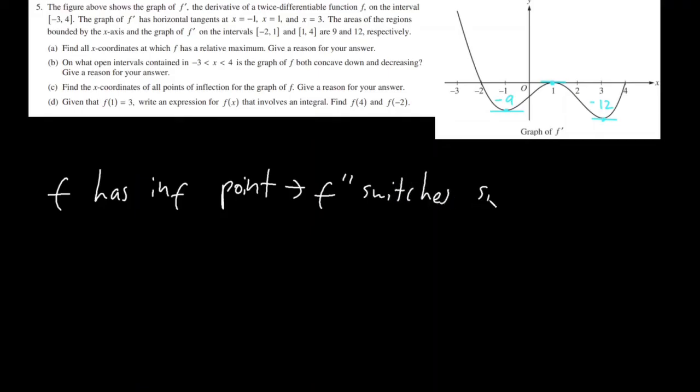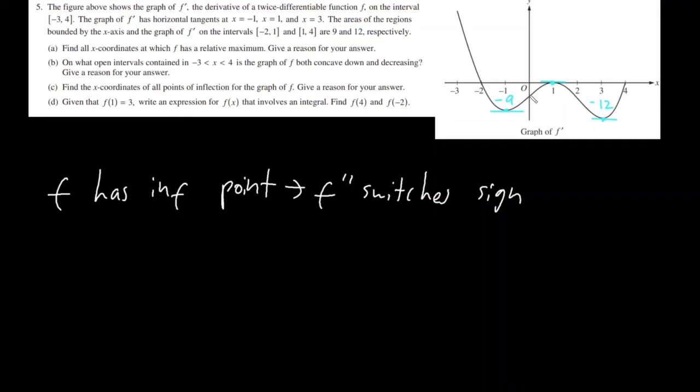So whenever f has a point of inflection, what that means is that the second derivative switches sign. So the second derivative might switch from positive to negative or negative to positive. Okay, so like from here, for example, approximately here is a point of inflection on f prime, not f, because you can see it switches from concave up to concave down.